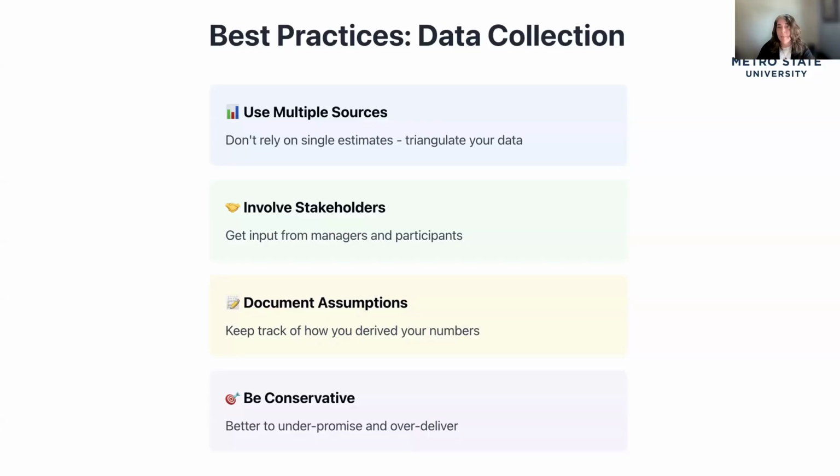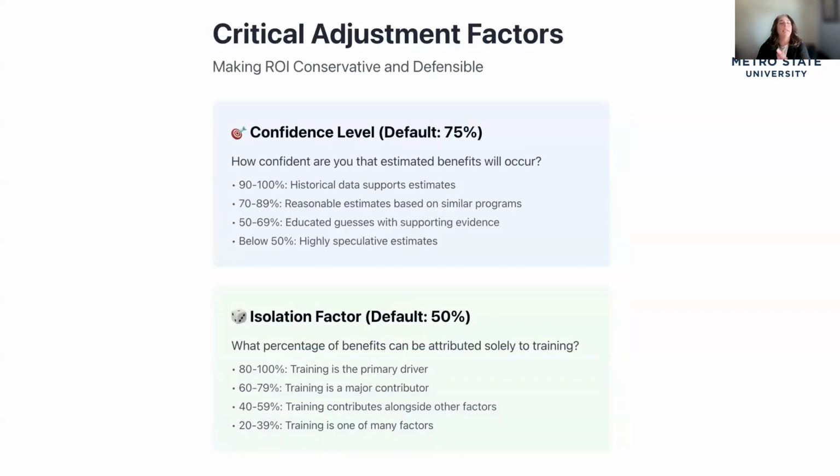You want to understand that because you probably will adjust them as you go. Once you run a training program, you might start to see there are other benefits we didn't intend, and there are some benefits we're not hitting. So you want to make sure you document your assumptions. And then overall, be conservative. Better to underpromise and overdeliver. So those are the data collection things.